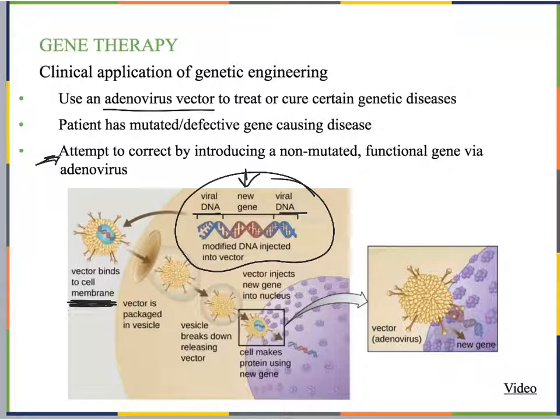So it binds to the cell membrane, is packaged in a vesicle, comes down in, breaks down, and releases this. Then the vector is going to inject the new gene into the nucleus, so that now the cell is going to make proteins using this new gene. It's just going to go along and make proteins like it normally does, transcribing and then translating, but now it's going to be making an effective enzyme, or an effective protein.